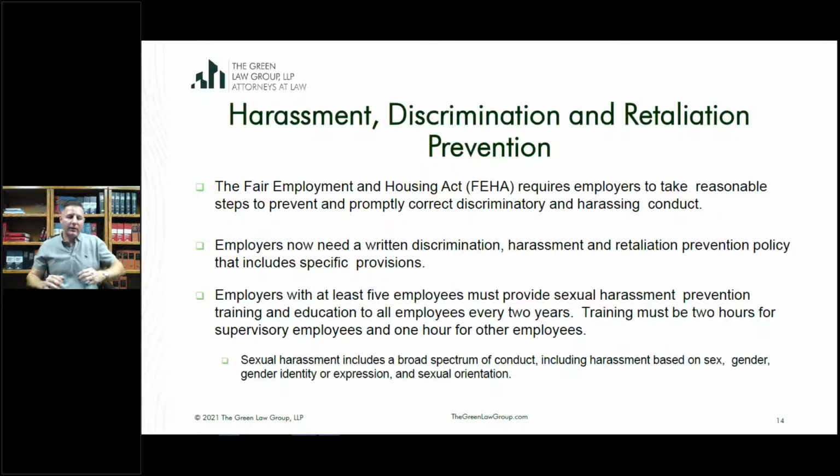Now, harassment, discrimination, and retaliation are broad terms that cover most claims for wrongful termination. When you terminate an employee, you typically get two sets of claims. You get wage and hour claims saying they weren't paid correctly, or they weren't given their meal and rest breaks, and then you get a claim that they were wrongfully terminated, and it's usually based on retaliation, discrimination, or a harassment claim. There's several different claims.